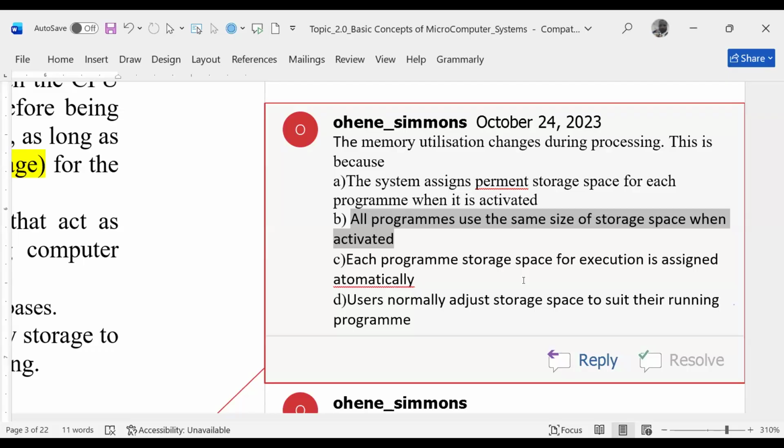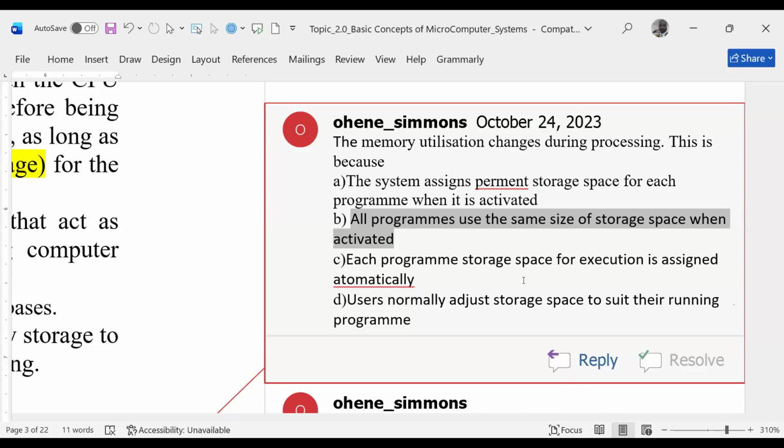Now you have chosen 4, and you have eliminated 3 out of 4. So the last one is what? Each program storage space for execution is assigned automatically.